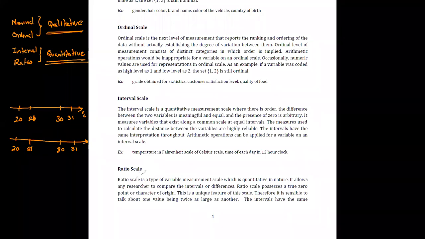Since we have a true 0 point, it is sensible to discuss one value being twice as large as another, or being half of the next one. Likewise, we can have such comparisons. Since we have a 0 point, it is sensible to talk about whether one value is twice as large or thrice as large as the previous one. And I have discussed this point: the intervals have the same meaning, the same as the previous one, the interval scale.